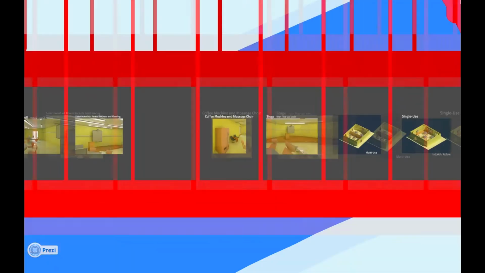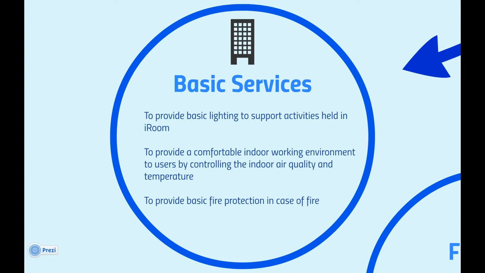The last functional objective is basic service. It provides basic lighting to support activities in iRoom. It also provides a comfortable indoor working environment to users by controlling the indoor air quality and temperature. It will also provide basic fire protection.